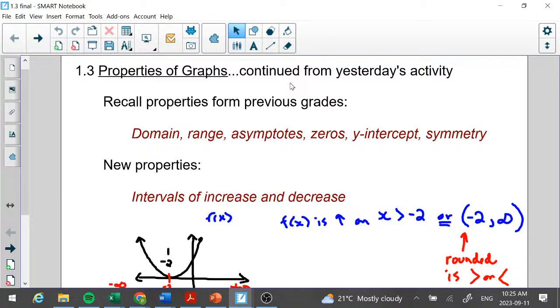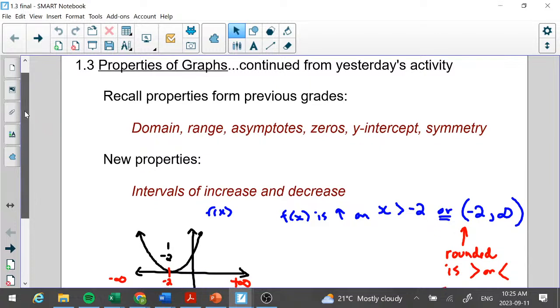Agreed? So when a curve changes like that, we describe the intervals over which it increases and decreases. Fair enough? Does anyone want to take a guess as to what the increasing interval is for this curve? When does it start increasing and when does it finish increasing?